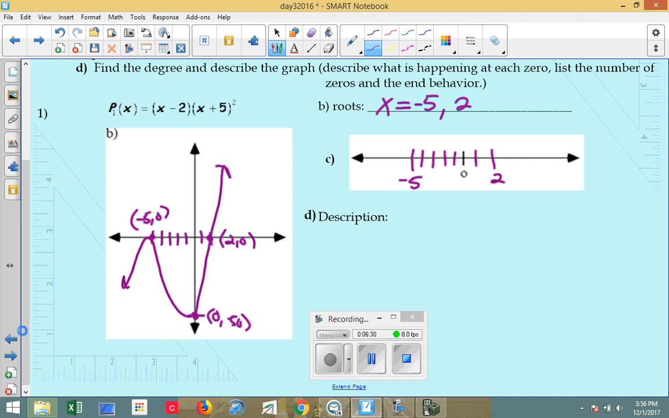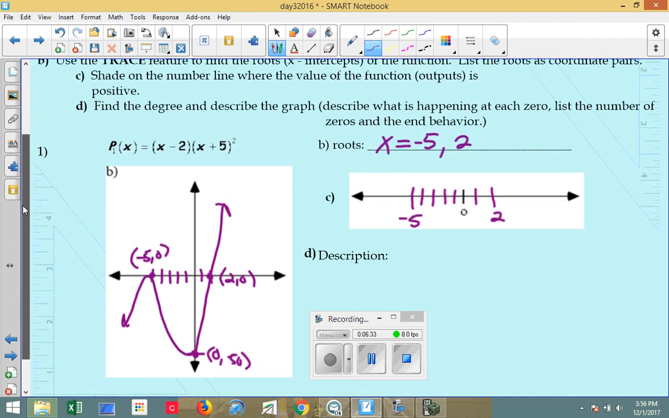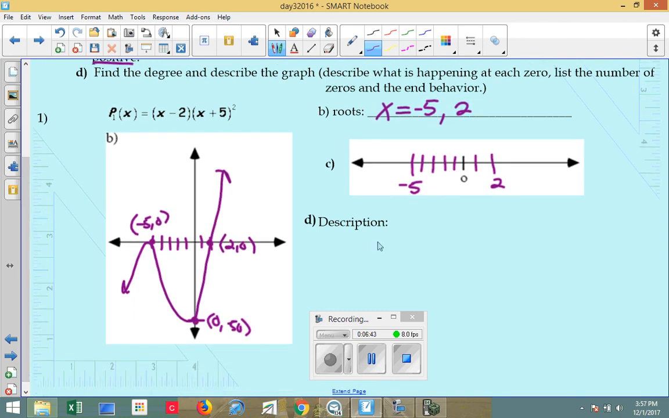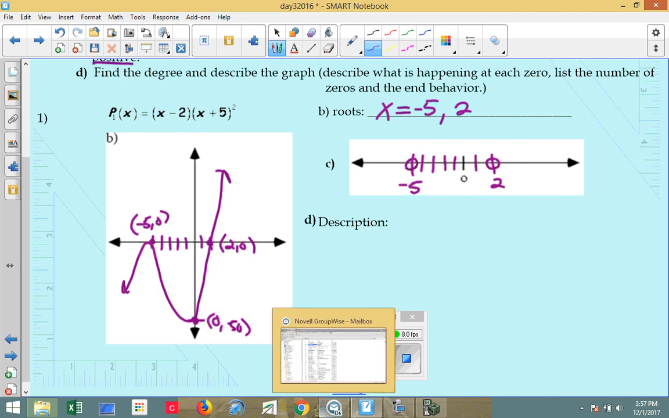And if you look in the directions, it says we're supposed to shade the numbers on the number line where the value of the function, the outputs, is positive. Well, if I'm putting the roots on my number line, roots have an output of 0, which is neither positive nor negative. So when I put those roots on the number line, I'm going to use open points, which indicates that they're neither positive nor negative. So that's what I do first.